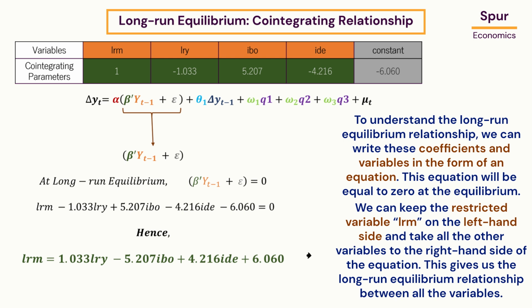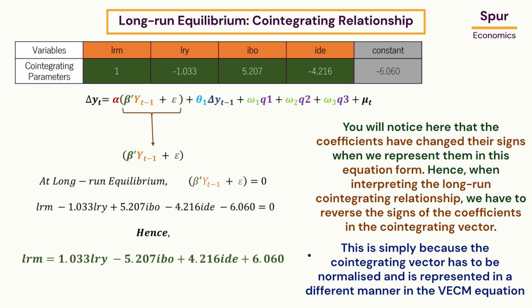We can keep the restricted variable LRM on the left-hand side and take all the other variables to the right-hand side of the equation. This gives us the long-run equilibrium relationship between all the variables. You will notice here that the coefficients have changed their signs when we represent them in this equation form. Hence, when interpreting the long-run cointegrating relationship, we have to reverse the signs of the coefficients in the cointegrating vector. This is simply because the cointegrating vector has to be normalized and is represented in a different manner in the VECM equation.